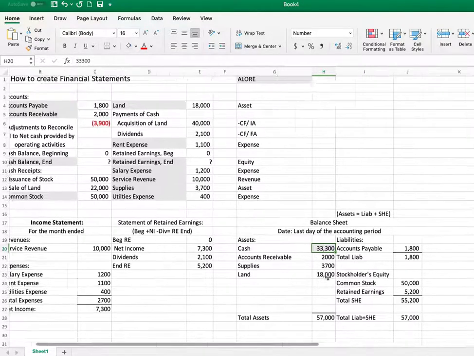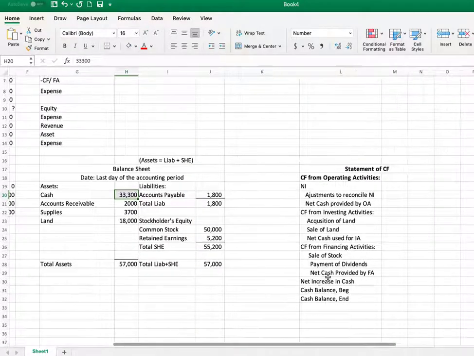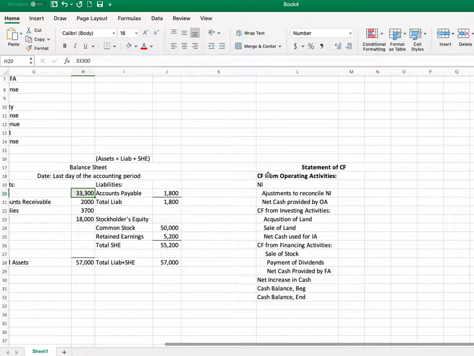Now we're going to look at a very abbreviated statement of cash flows.